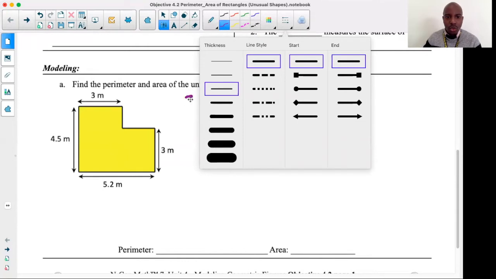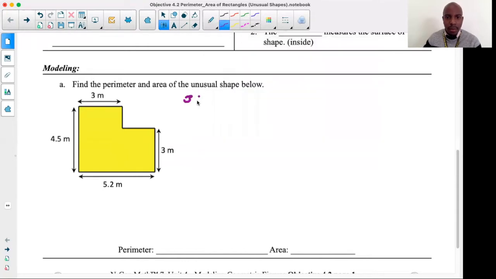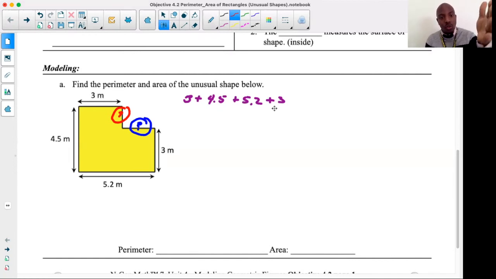Okay. So 3 plus 4.5 plus 5.2 plus 3. And then if you notice here, this side is missing. I don't have a number for this side. And I'm also missing this side here. I don't have a number for. So before I can go and calculate, those are questions. Before I can go and calculate the perimeter by adding up all the sides, I actually first have to find this blue question mark and I have to find this red question. Okay. I have to find these 2 missing sides.